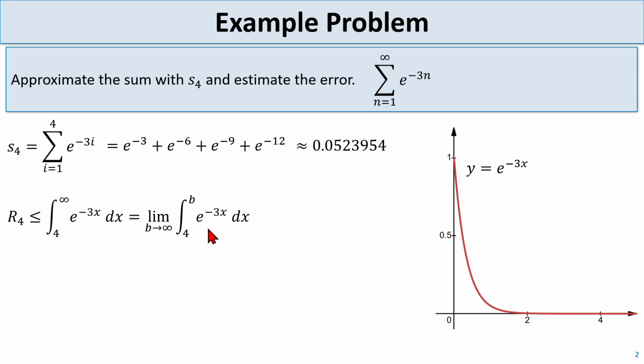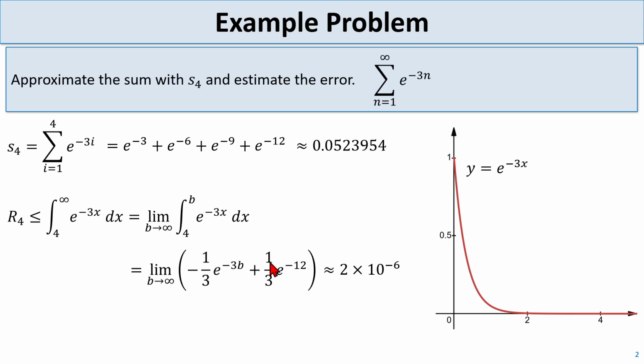Evaluating this definite integral gives the quantity inside the parentheses. So it's negative 1/3 e to the negative 3b plus 1/3 e to the negative 12. Now we're going to take the limit of this as b goes to infinity. The second term is a constant, so it doesn't change, but the first term has e to the negative 3b. As you make b get larger and larger, e to the negative 3b is going to get closer and closer to 0, as this graph on the right shows. If you go far to the right, the y values get closer and closer to 0.